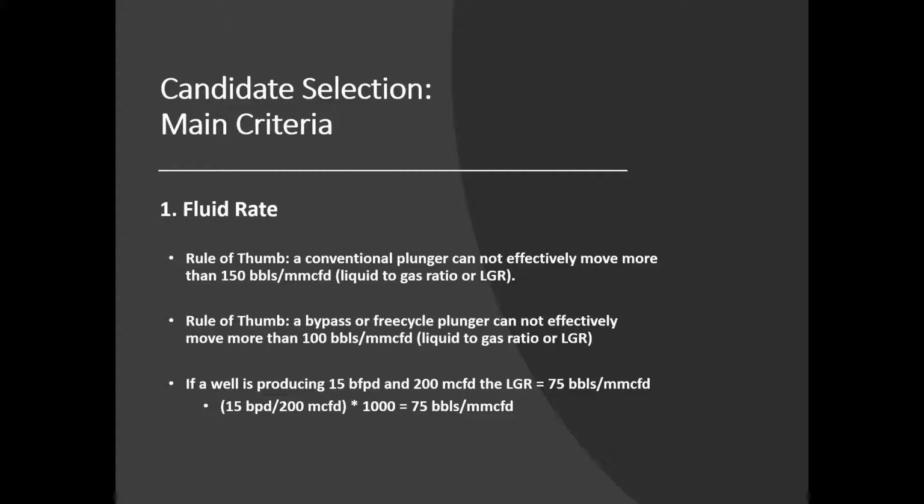If the well is producing 15 barrels of fluid a day at 200 MCF, the LGR would equal 75 barrels per million MCF. So it'd be 15 barrels per day divided by 200 MCF times 1,000 to get us a million MCF, which equals 75 barrels per million MCF. Therefore, based on the LGR, this well is a candidate. Note, the LGR ratio is based on 100% water cut. If oil is present, the ratio can safely be raised to 175 barrels per million MCF.